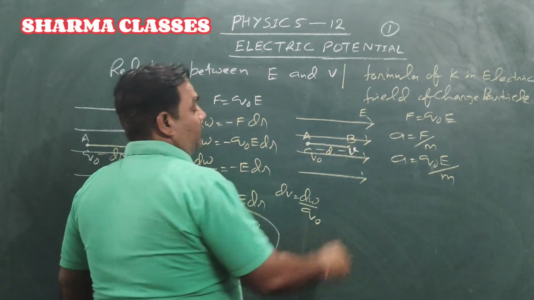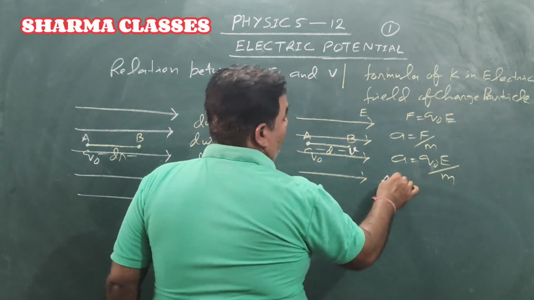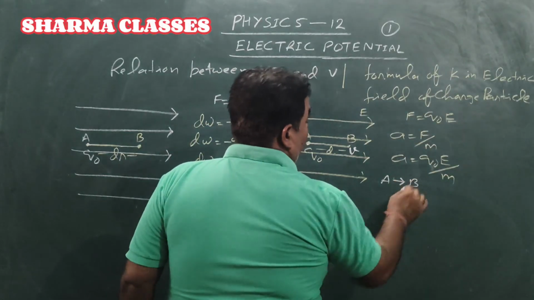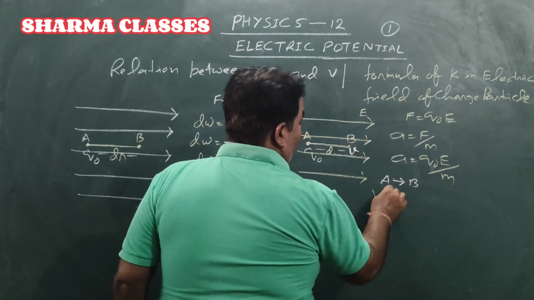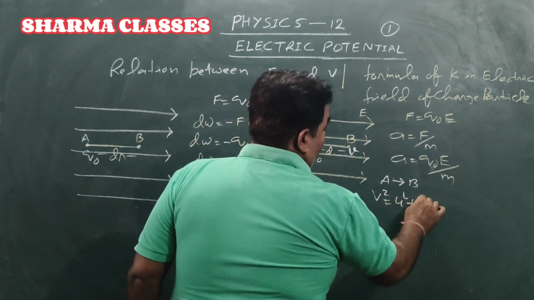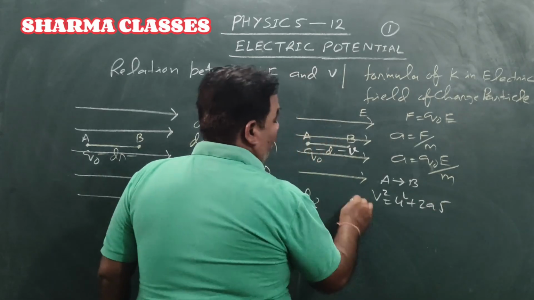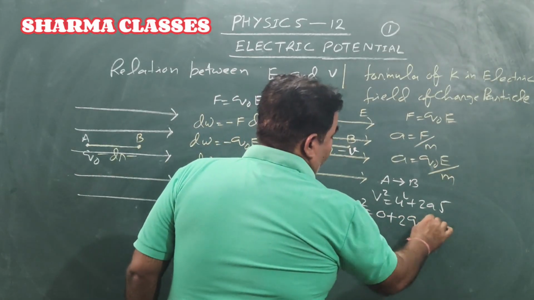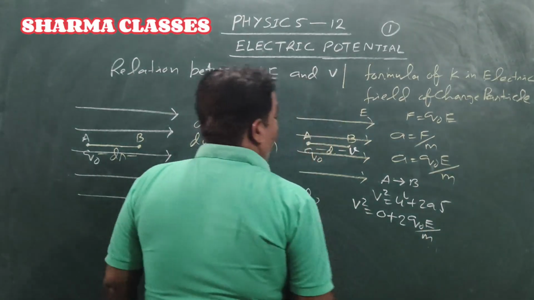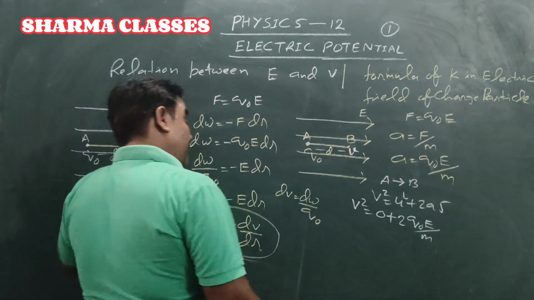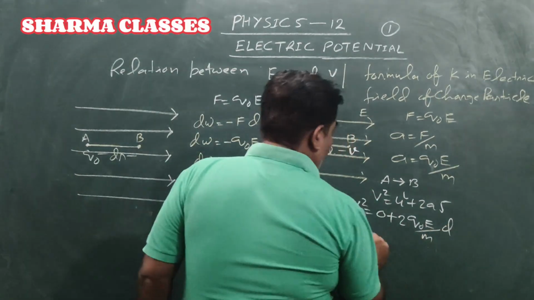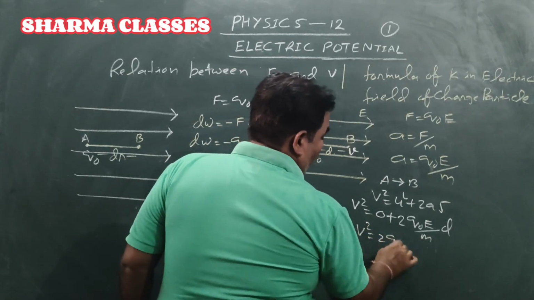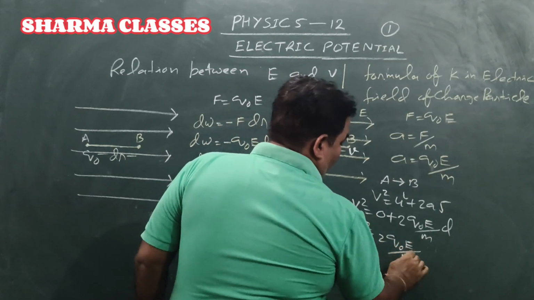By the third equation of motion, from A to B, v square is equal to u square plus 2as. Here u square is 0, a is equal to Q naught E upon m, and s is d. So v square is equal to 2 Q naught E upon m into d.